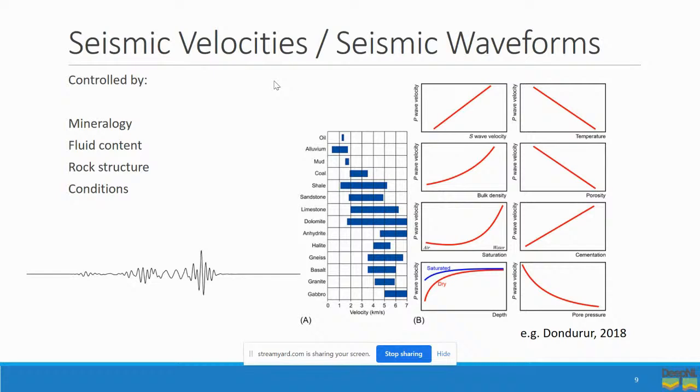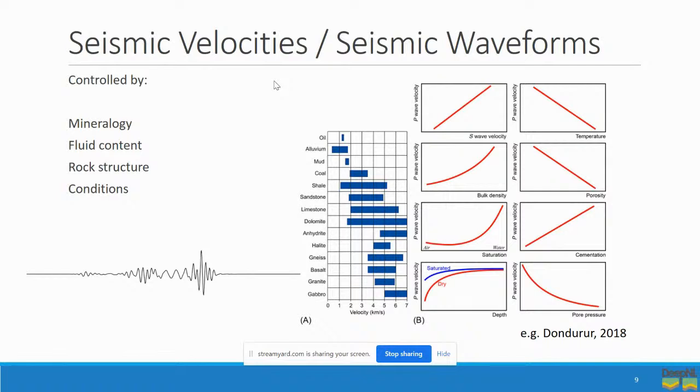And also how easily the wave travels through it. How large the amplitude of the seismic wave is depends on rock properties, fluid properties, rock structure, and conditions. And you can, for example, realize if you have a very, very porous rock, your wave attenuates, the amplitude of the wave damps very quickly in comparison to a rock that has a very little amount of porosity. So there's a lot of things that control seismic waveforms and seismic velocities for rocks.